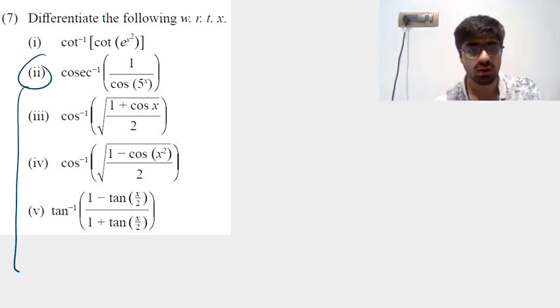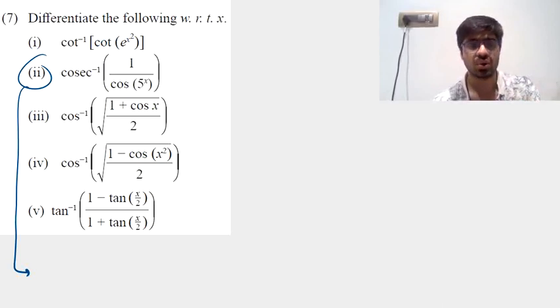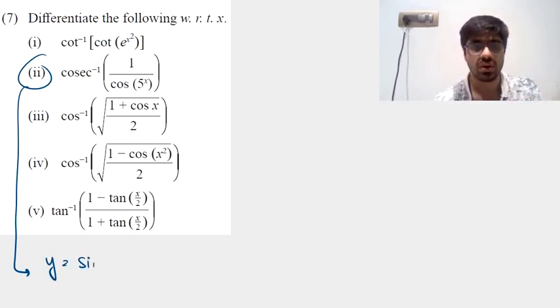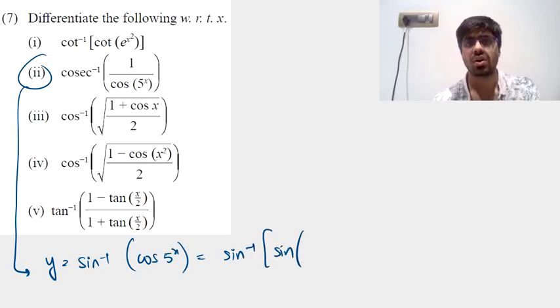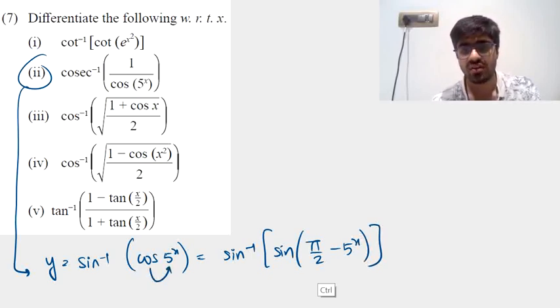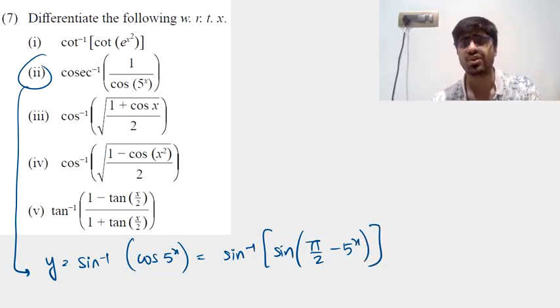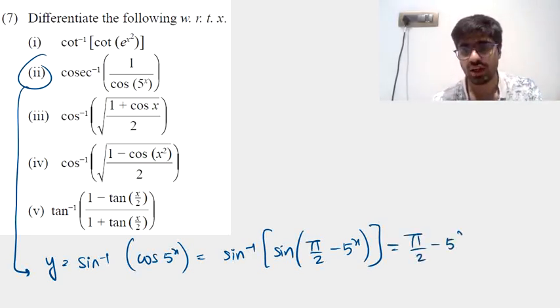Continue with the second one. Okay, it's cosec inverse of 1 upon cos 5 power x. I would prefer to write it in terms of sine inverse. So this is going to be sine inverse of cos 5 power x, and that is sine inverse of sine, because cos theta is sine of 90 minus theta. So this is pi by 2 minus 5 power x.